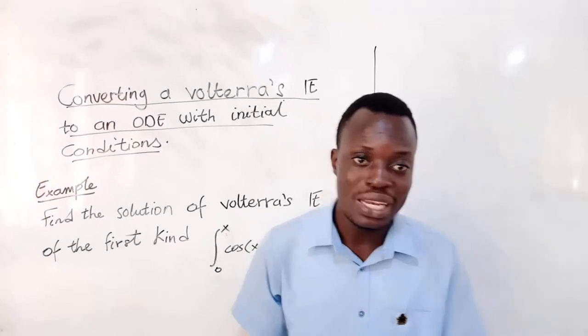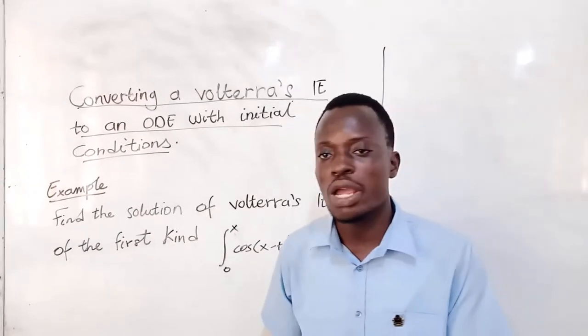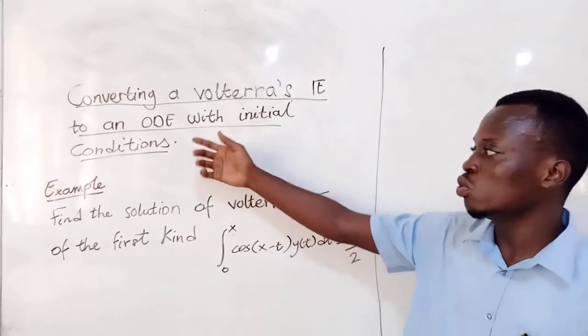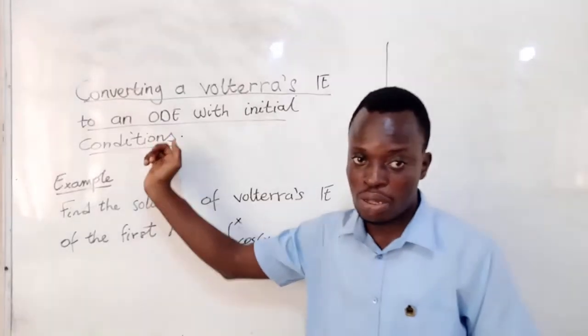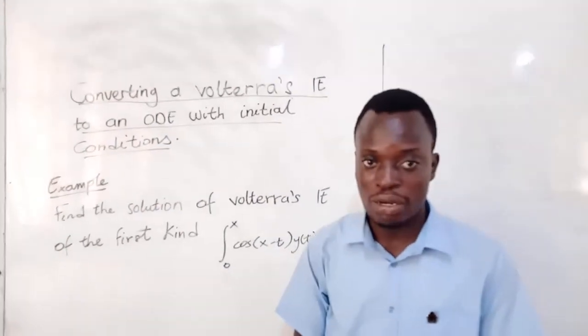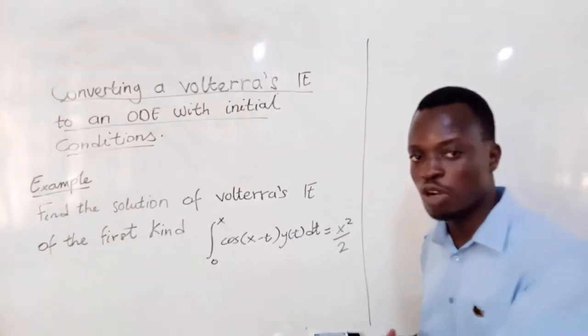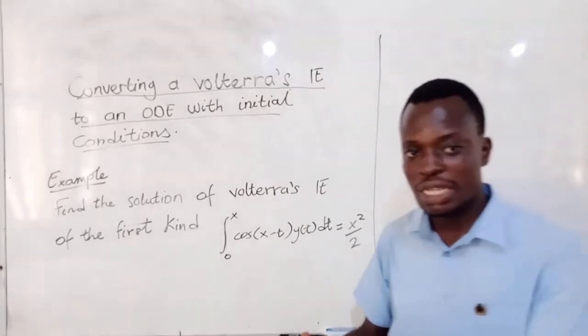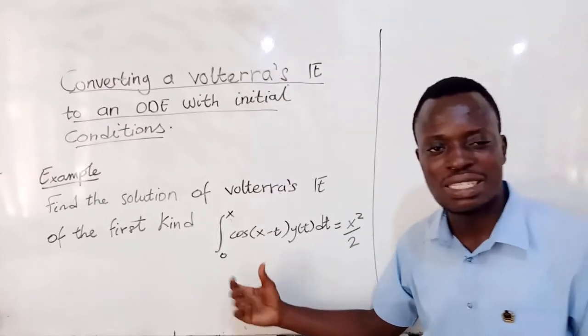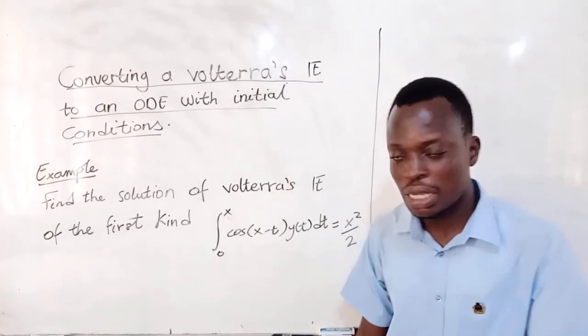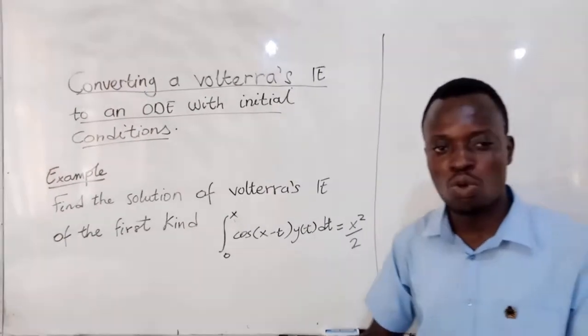In this video, we are going to learn how to convert a Volterra's integral equation to an ODE with initial conditions. When you are given a Volterra's integral equation, to convert it to an ODE, first you need to pass the equation through a differential operator. That means you need to differentiate the equation until all the integral signs in the equation disappear. Now the resulting equation becomes an ODE.